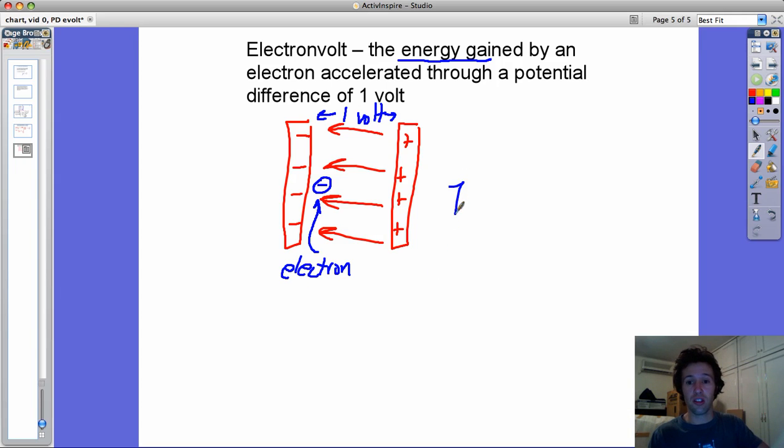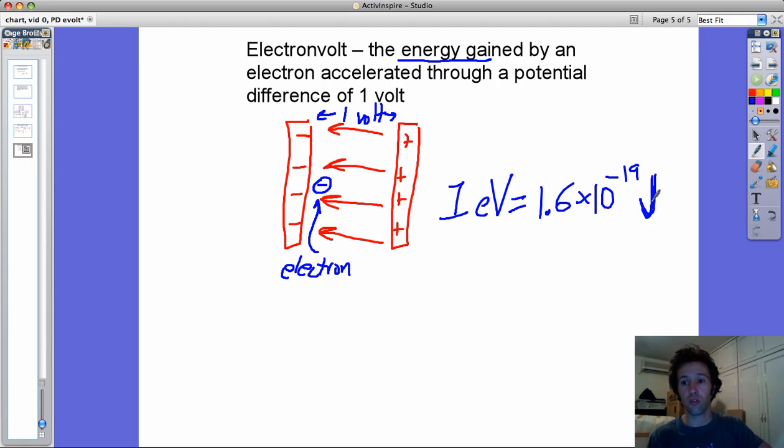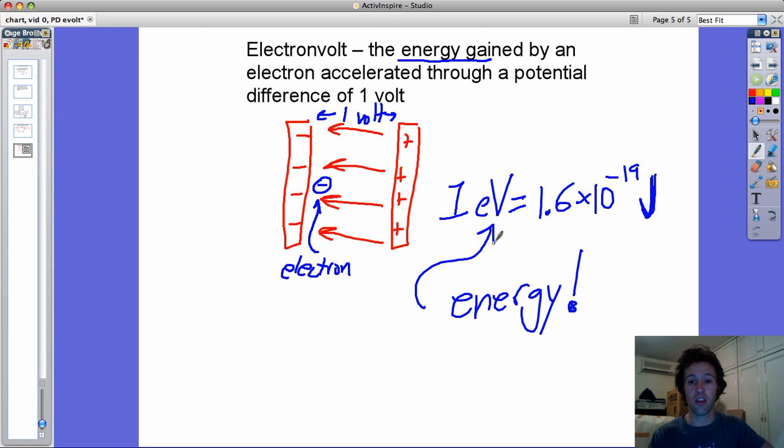And so what we say is that 1 electron volt is equal to a tiny energy of 1.6 times 10 to the negative 19 joules, which is tiny, tiny, tiny. That also happens to be equal to the charge on an electron in coulombs. But what you need to make sure you know is that this is energy. Don't think that it's a voltage or a potential. It's another unit of energy, just like a joule, except much smaller.